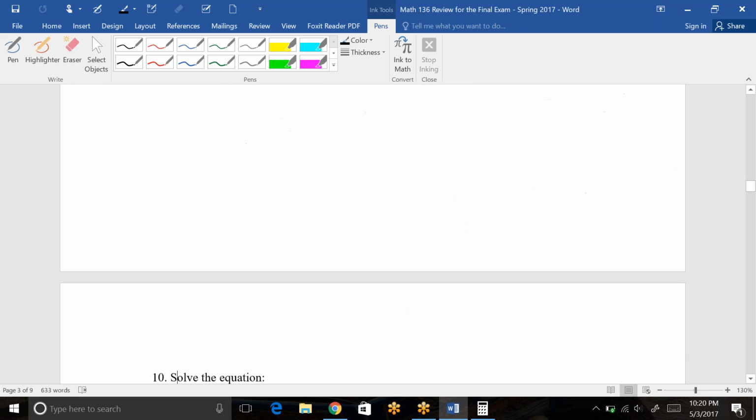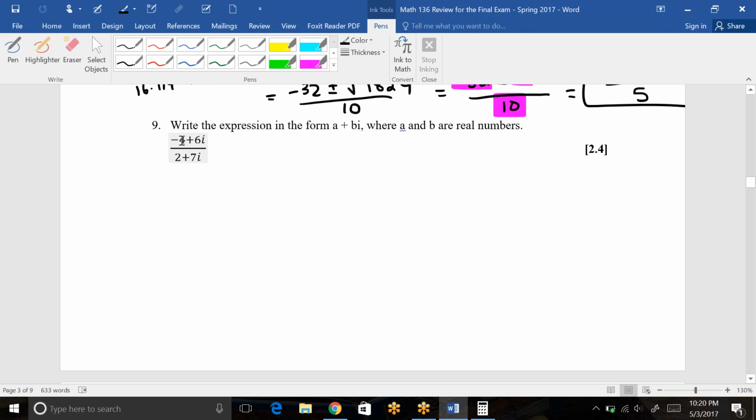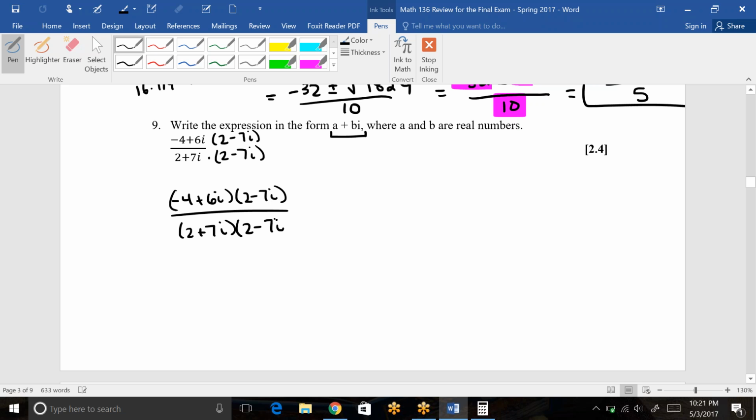And then number 9 is a complex rational expression, and we need to rationalize it so that it is in A plus BI format. When you rationalize, you use something called the conjugate. You multiply the bottom by the exact same binomial, but you change the sign in the middle. Whatever you do to the bottom, you have to do to the top. So on top, we are foiling out this, negative 4 plus 6i times 2 minus 7i. On the bottom, we are foiling out the conjugates. You have to do both, though. So you should still have numerators and denominators.